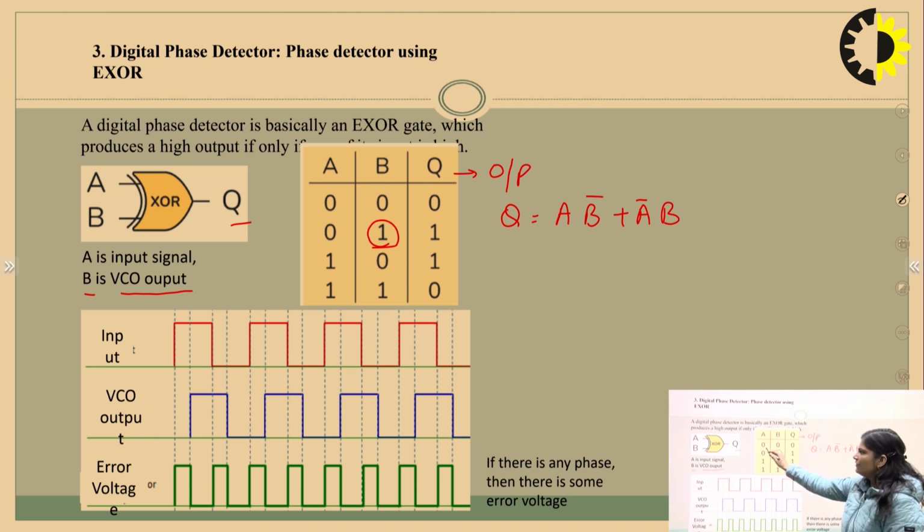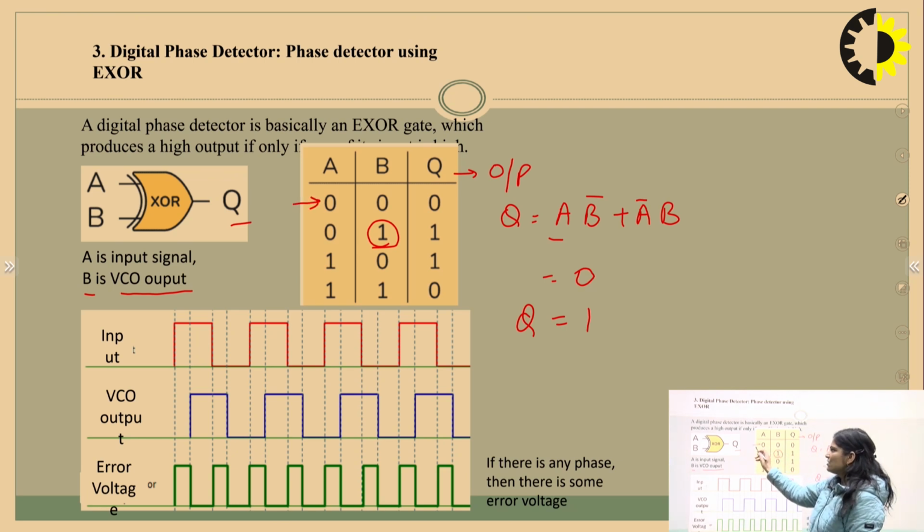Now if we put A and B values 0 0, then Q is equal to 0. And when we apply A equal to 0 and B equal to 1, then Q is equal to 1. From this truth table we can fill in the values for 0 0, 0 1, 1 0 and 1 1. If both inputs are the same, then the output is equal to 0. If the inputs are different, then the output is high.